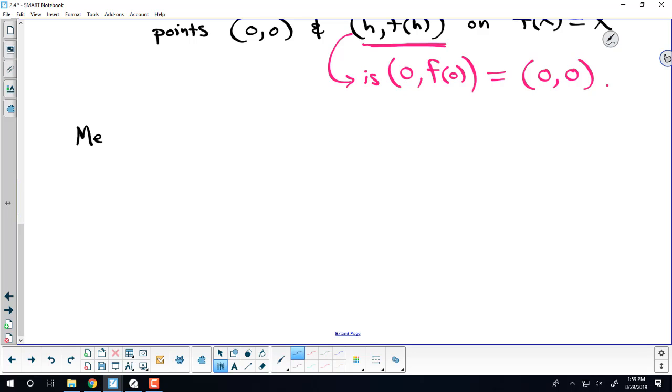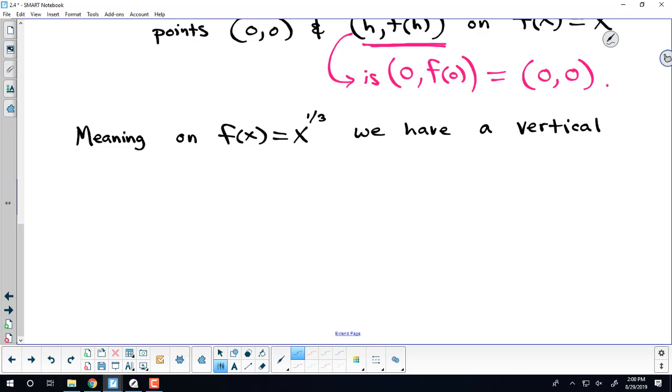Meaning, on the function x to the 1/3, we have a vertical tangent line at 0, 0.